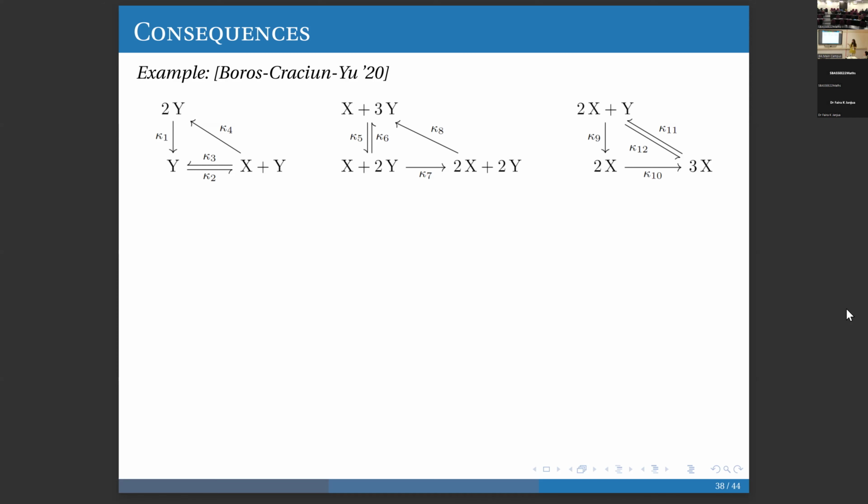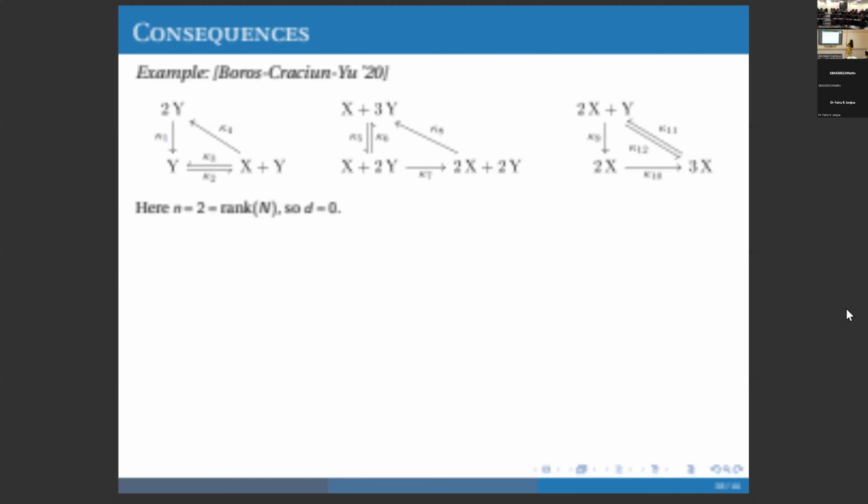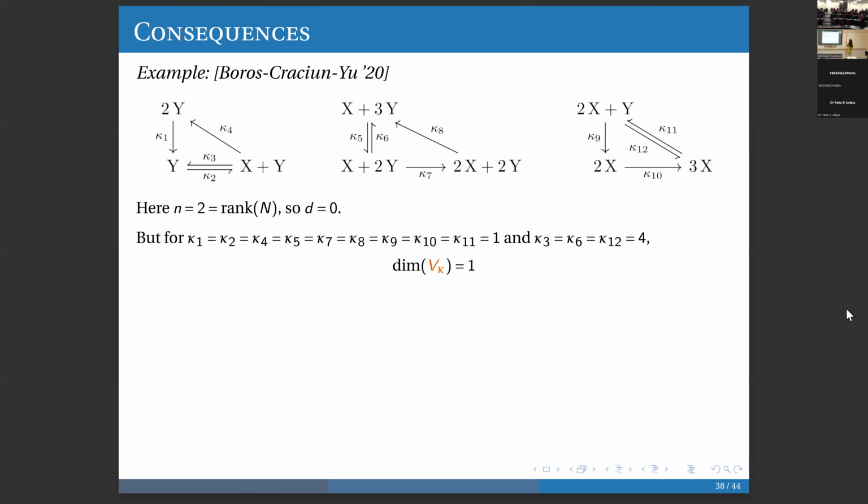And they managed. For this network, they found values of the k's such that there were infinitely many positive steady states. So this one is rank 2, it is full rank. So the stoichiometric subspace is the whole R2. So I'm in R2, and I have 2 linearly independent polynomials. And the dimension for these parameter values is 1.